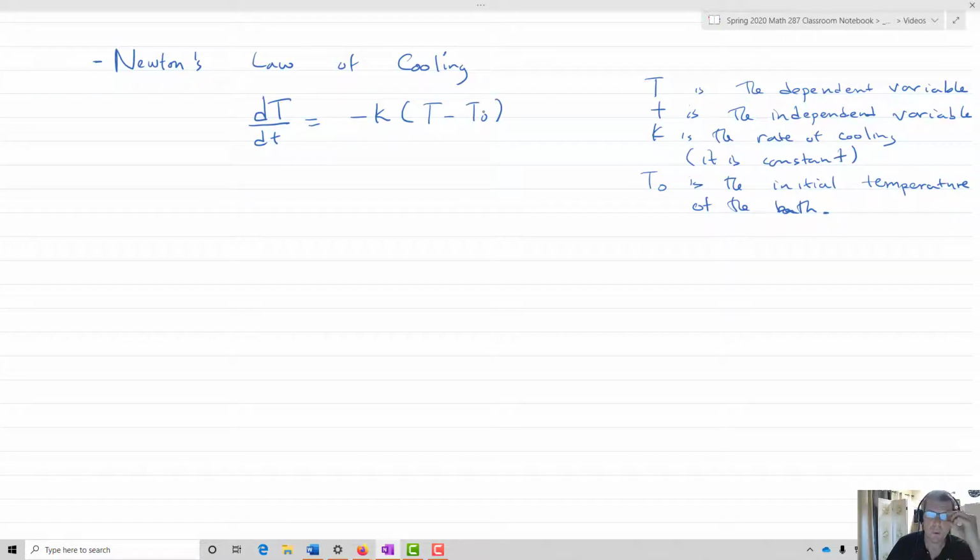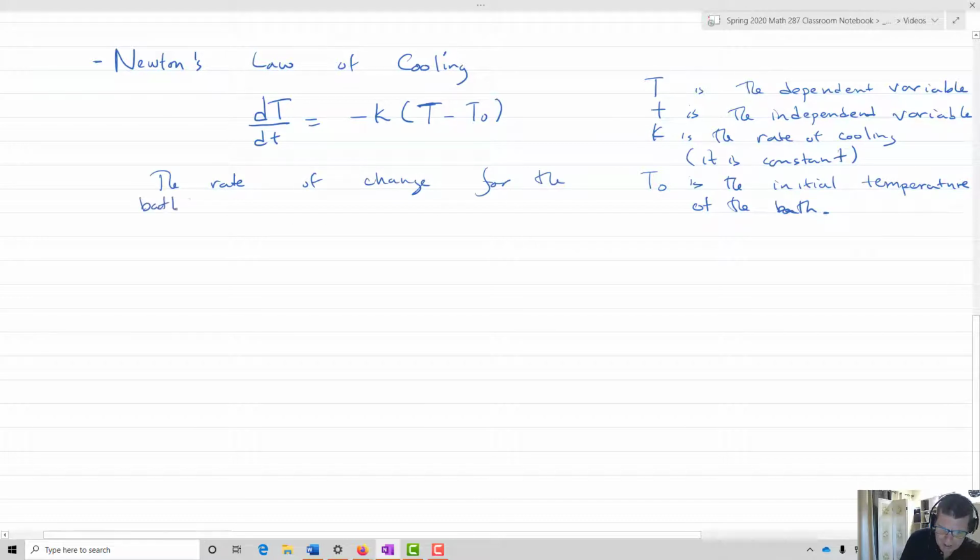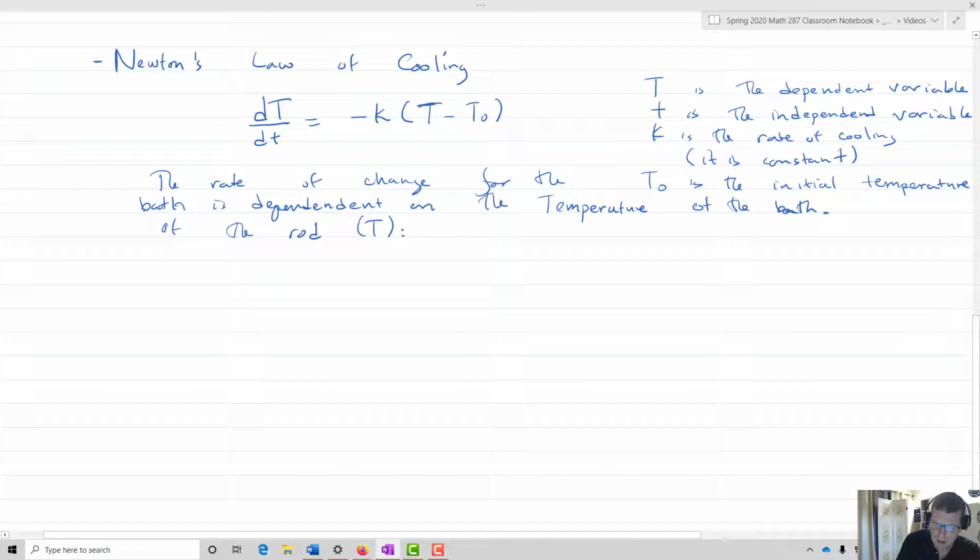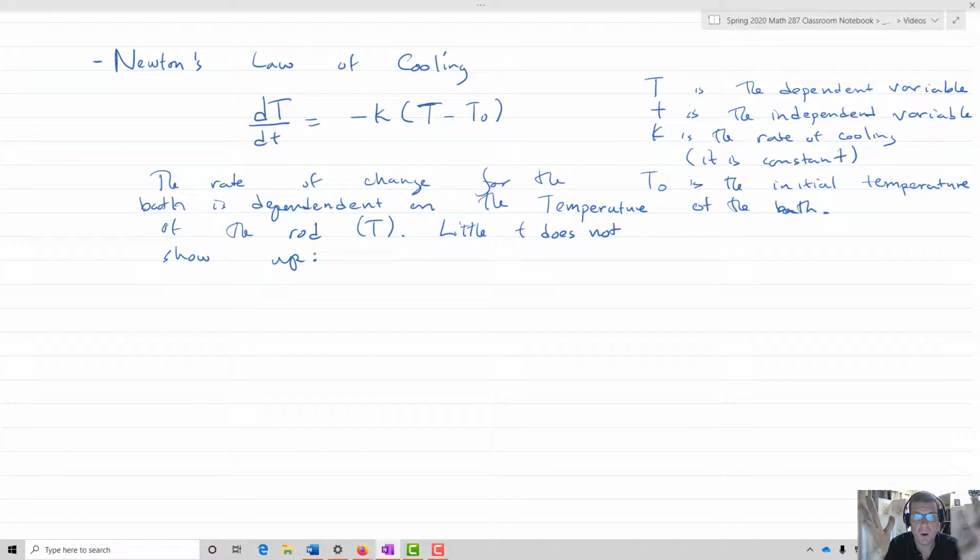What we're going to see here, though, is that the rate of change is dependent on the temperature of the rod, which is T. And T is dependent upon time. But you'll notice in the differential equation, little t does not show up. So little t doesn't show up inside of this Newton's law of cooling equation. Only big T, only the temperature of the rod, makes a difference in terms of the rate of change. That's another aspect of the differential equation that's really important.